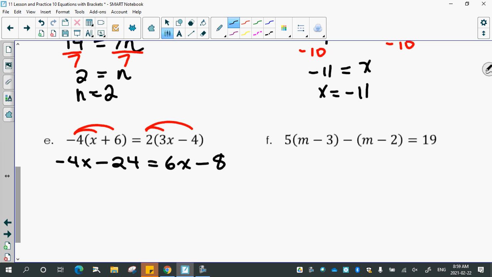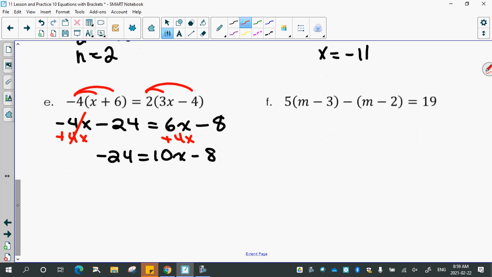Okay? What was your next thing that you did? Somebody that's finished 3D. Blaine. I added 4. Awesome. On both sides. Perfect. So you would get -24 equals 10x minus 8. That's all you got. What was your next step? I added 8 to the side. Perfect. So then you would get -16 equals 10x.